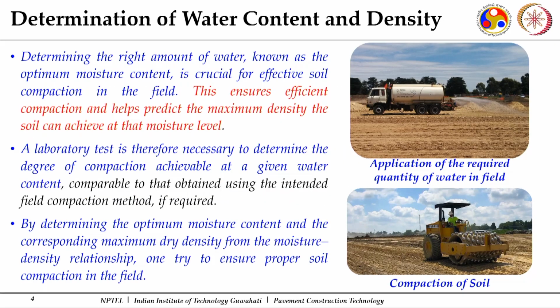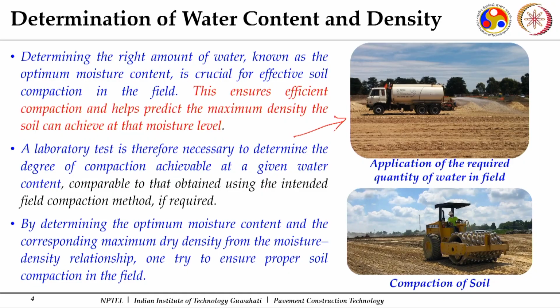So, when it comes to pavement subgrade construction, one important aspect one wants to know is, when you are compacting any soil, what amount of water is to be added so that, for a given compacting effort, you can achieve a good density out of it. So, the relationship between water content and the density of a soil is very important, and the density of the soil under a given compactive effort changes with the change in the moisture content.